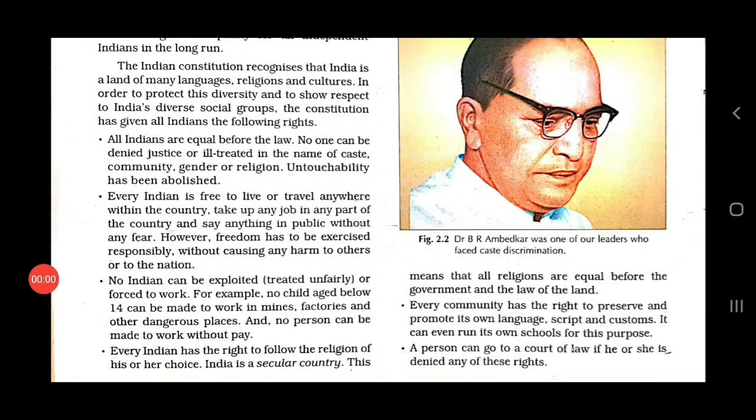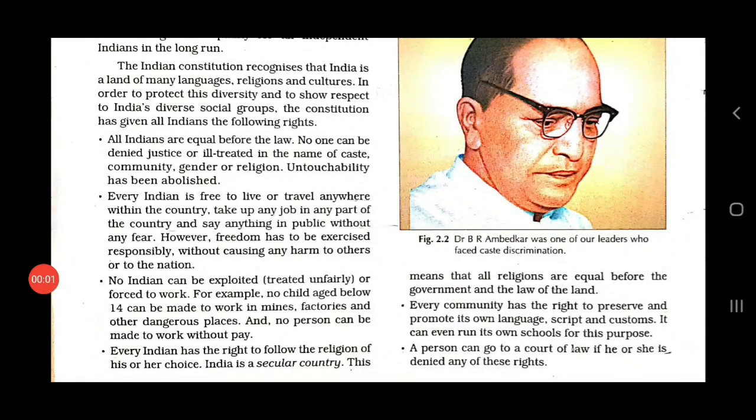Now in the last point, the main point: a person can go to a court of law if he or she is denied any of these rights. Any person, any citizen is free to go to the court of law if they are not getting these rights. If anyone is denied, meaning इनकार करना, किसी को भी अगर ये rights नहीं मिलते हैं, if they are denied any of these rights which are mentioned above, they are free to go to the court of law. Understood?